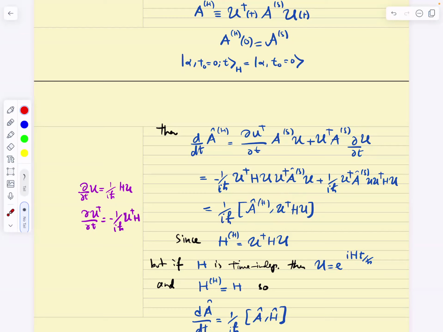Something subtle is going on here, so I want you to pay attention to this line. Up to here, everything I did was kind of trivial. It was just simple plugging in, taking derivatives and plugging in expressions with U. Here I defined a Heisenberg Hamiltonian as U dagger H U. If the Hamiltonian is time independent, do I need to do this?